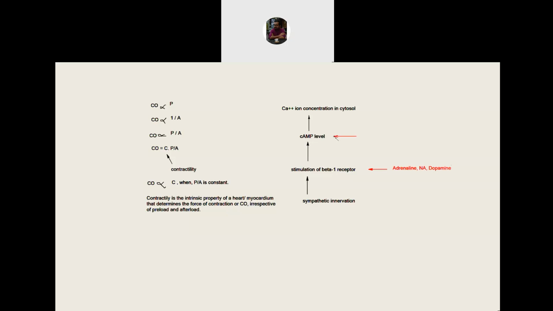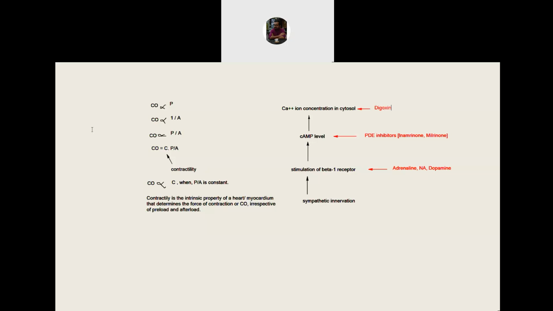Agents that increase cyclic AMP level, like the phosphodiesterase inhibitors that prevent metabolism of cyclic AMP, like enoximone, milrinone. These drugs and also caffeine, they help in increasing cyclic AMP level, and therefore they also act as positive inotropic agents. Or drugs that directly increase the calcium ion concentration in the heart, drugs like digoxin, the cardiac glycosides.